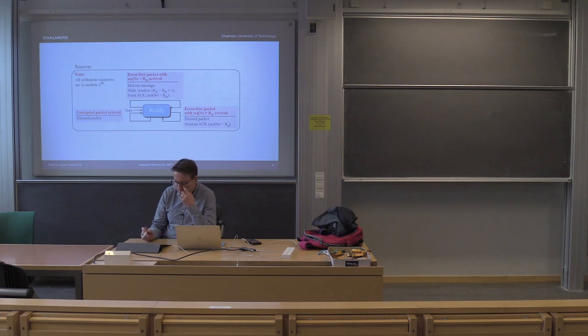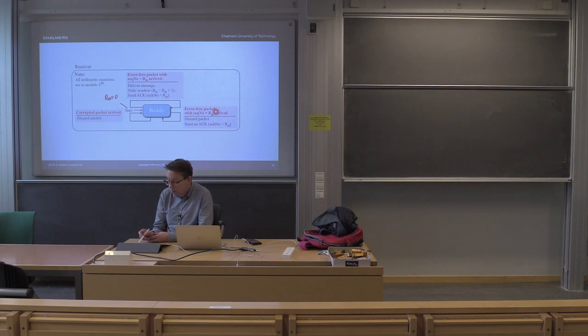Receiver is very simple. We start again by putting RN equal to 0. Okay, so the first packet we expect is packet number 0. If we get a corrupt packet, okay, so there is only one state and it's ready. If we get a corrupted packet, we just throw it away. If we get an error-free packet with a sequence number which is equal to the one which we expected, then we deliver the message and then we slide the window, which is simply by incrementing RN and then send an acknowledgement with the incremented RN.